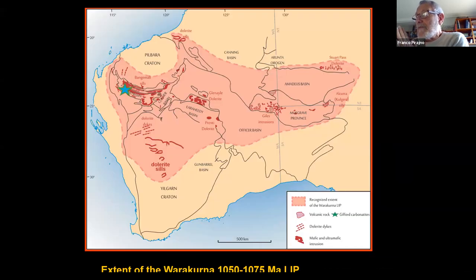Now, the Gifford Creek carbonatite occurs up here. And of course, not everybody agrees with it, but this is a large igneous province, and most carbonatites do occur associated with large igneous provinces. They are the distal component of large igneous provinces. This one here is the Warakurna LIP, and the focus of this Warakurna LIP is up here in the Musgrave, in the Giles intrusion, and the Gifford Creek carbonatite sits up there.